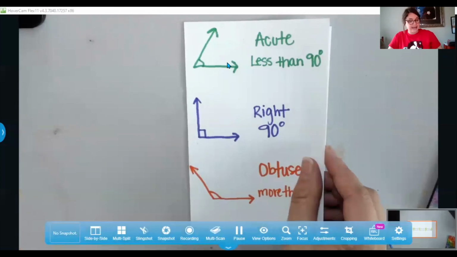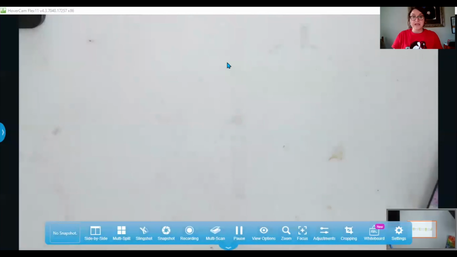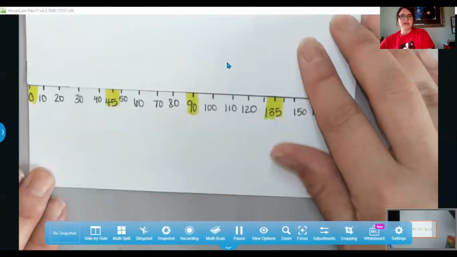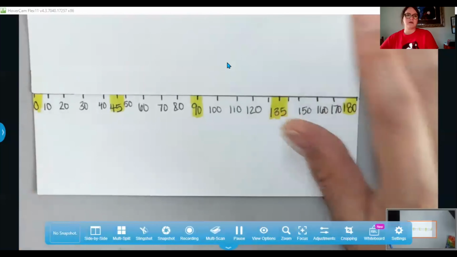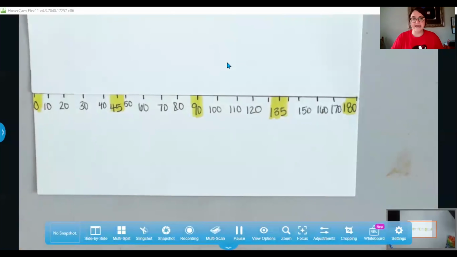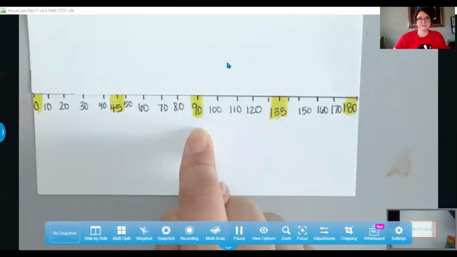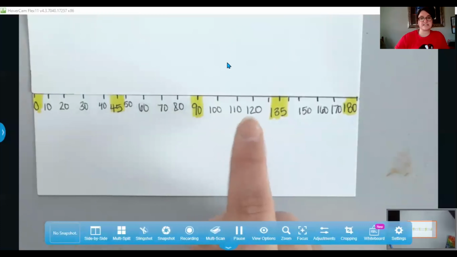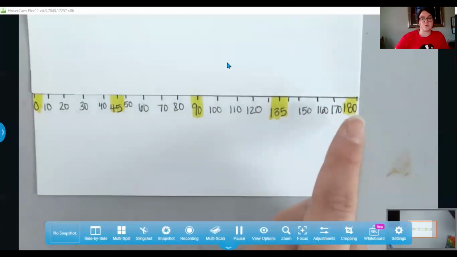So today you are going to look at protractors. And when we look at protractors, I want to show you what we're working with here. I'm going to start out with a number line because a protractor is basically just a number line. Take a look at my number line. If you'll notice, it goes from 0 to 180, which remember was our straight line. Right in the middle between 0 and 180, I have 90 degrees. So when I look at this number line, I see that we count by tens: 10, 20, 30, 40, 50, 60, 70, 80, 90, 100, 110, 120, 130, 140, 150, 160, 170, 180.